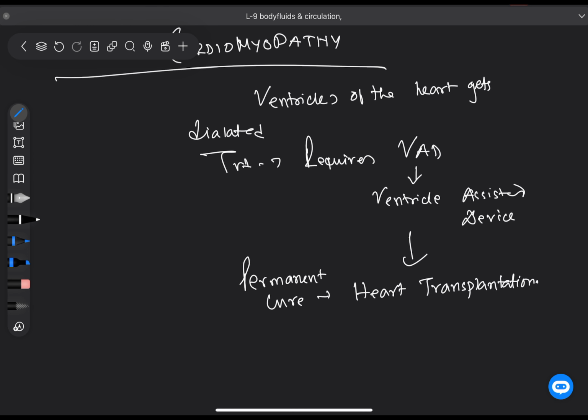Okay, so this is all for this chapter. In the next video, I will give some MCQs to practice from the respiratory system as well as the cardiovascular system. So go through these two chapters. This will be very beneficial for NEET.